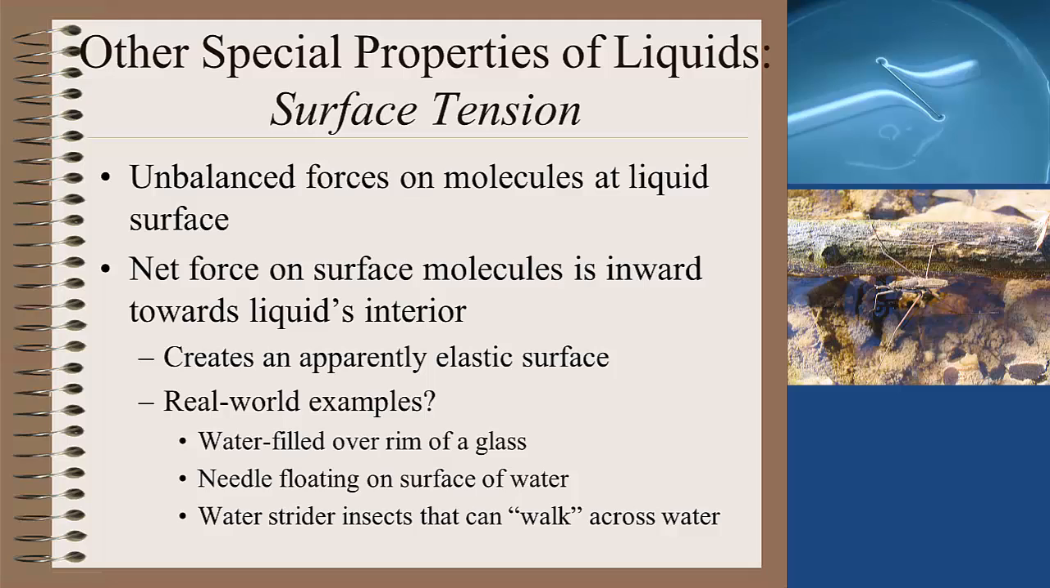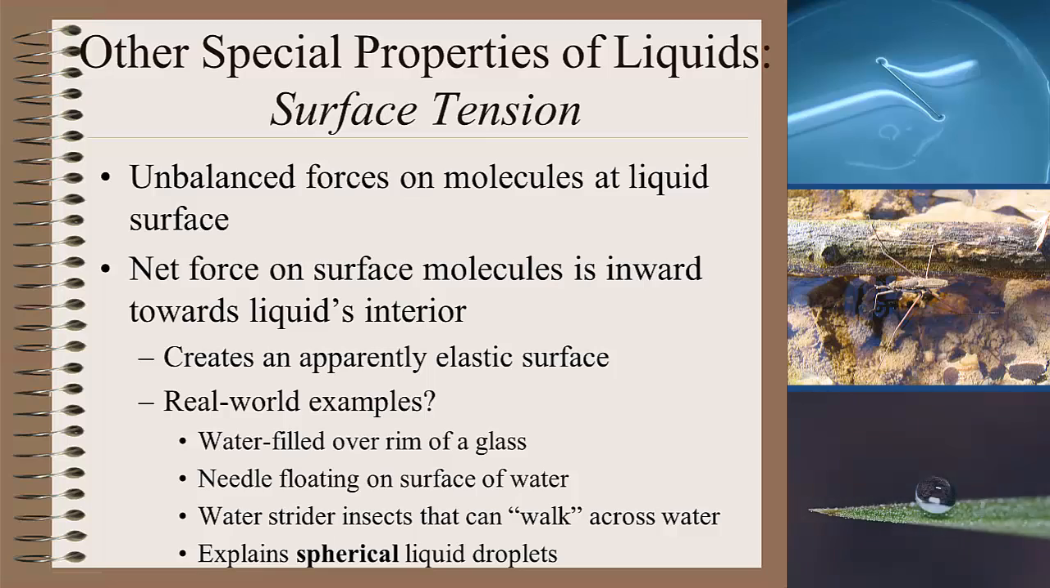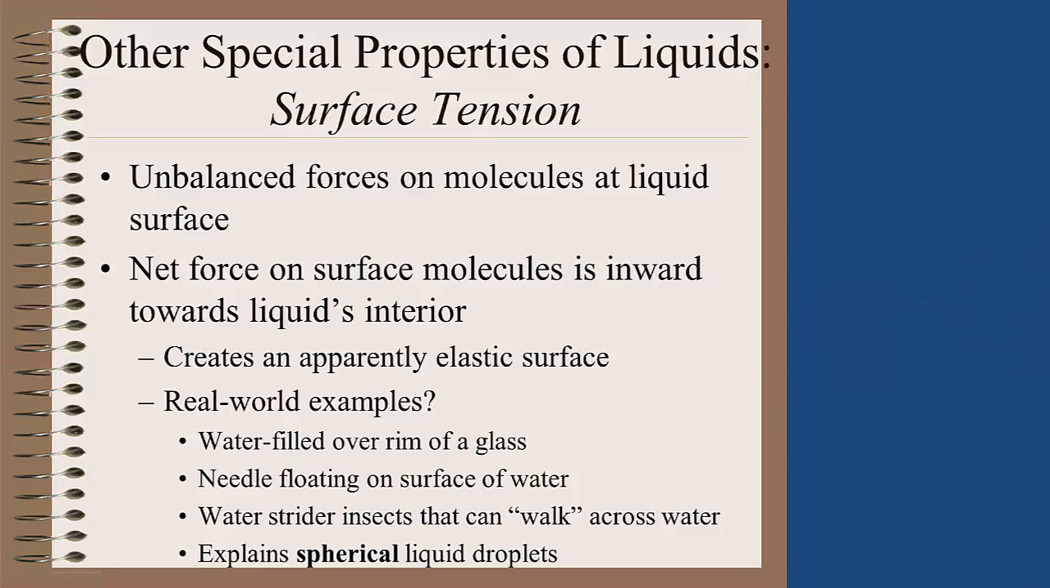Certain insects can walk across the water. That's because they're spreading their weight out such that it doesn't break that elastic surface, that surface tension. And it's also what explains why liquid droplets tend to be spherical in shape. They're pulling inward on one another and in all directions, and thus it's creating a curved surface of the sphere.